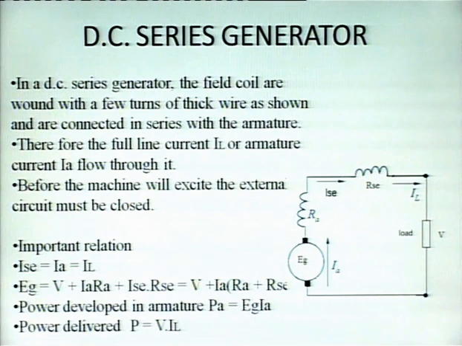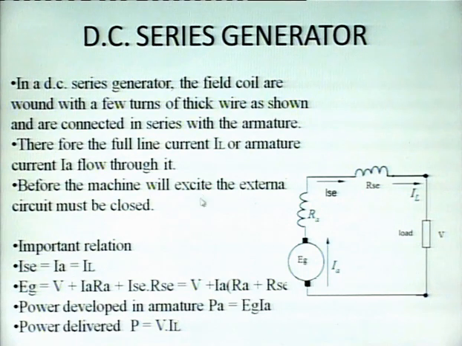Next is the DC series generator. In a DC series generator, the field coils are wound with a few turns of thick wire, as shown in the figure, and are connected in series with the armature. Therefore, the full line current IL or armature current IA flows through it. Before the machine will excite, the external circuit must be closed.